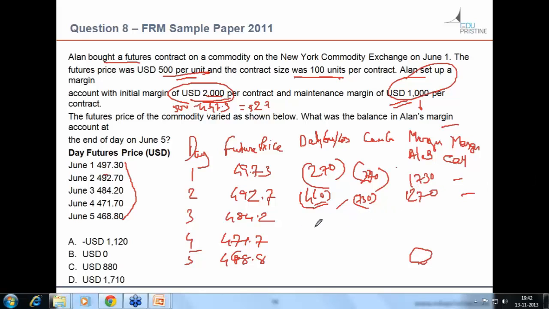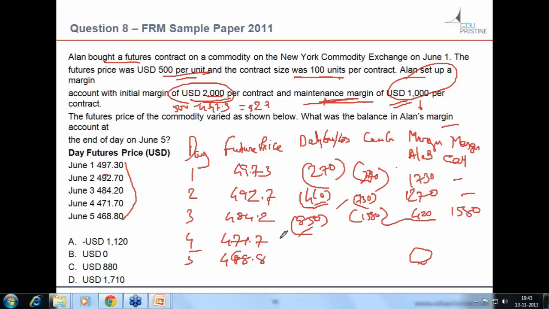Okay, similarly, he sees on the third day again the prices are dropping. This time it's dropping on a much larger scale. Okay, it's 850, the losses have been 850. The cumulative is now 1580. So now his margin account balance is 420. He needs to deposit in the margin account the cumulative cash balance of 1580 just to get it to 2000. Why does he need to do that? Because the account has fallen below the maintenance margin.